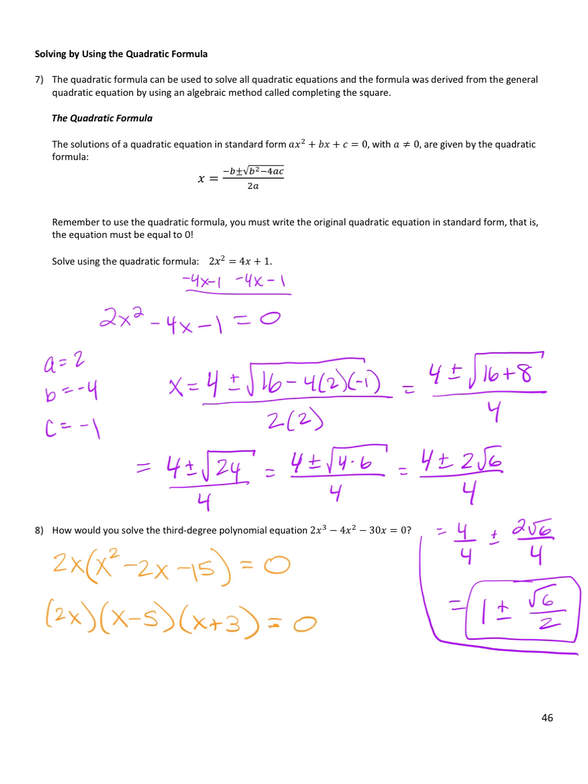And now I can use the zero product property on 3 factors, right? This is still a multiplication problem. If you multiply 3 things together and the answer is 0, if any one or more of them are 0, that's how you get an answer of 0. So I set each factor equal to 0. Either 2x is 0, or x minus 5 is 0, or x plus 3 has to be 0. And I get x equals 0, x equals 5, and x equals negative 3 as my solutions.